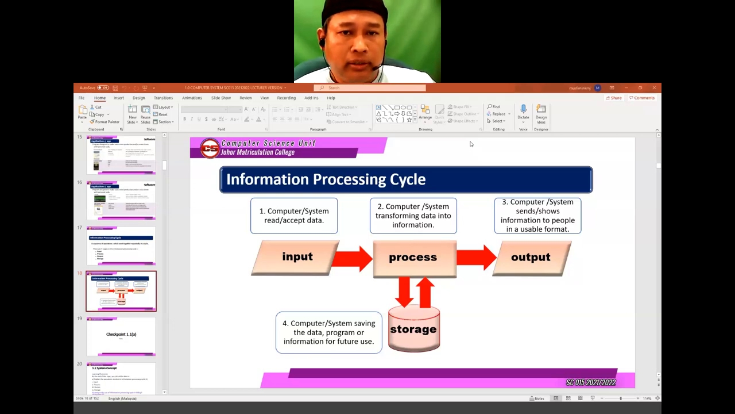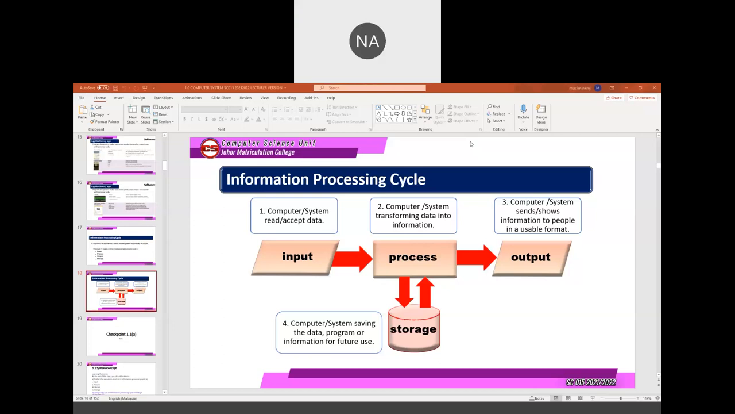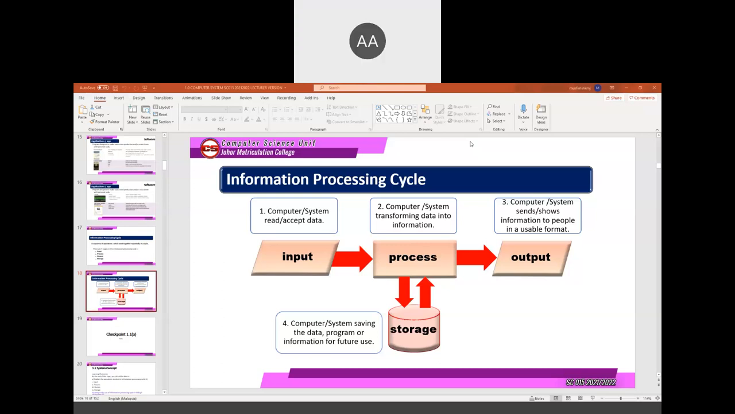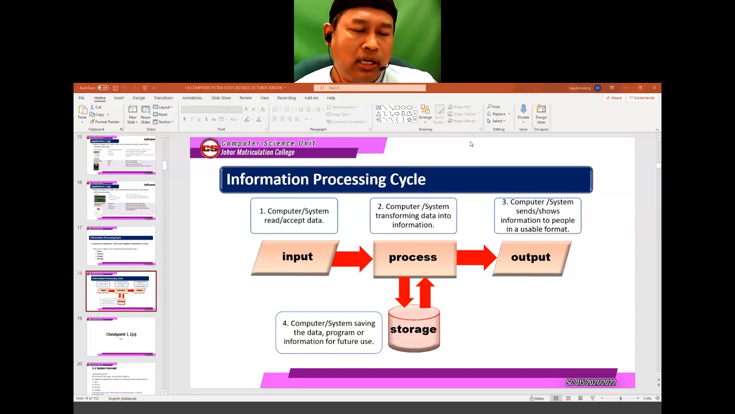What is storage? Storage is saving data, or recording the data for future use. That is for storage. Okay.